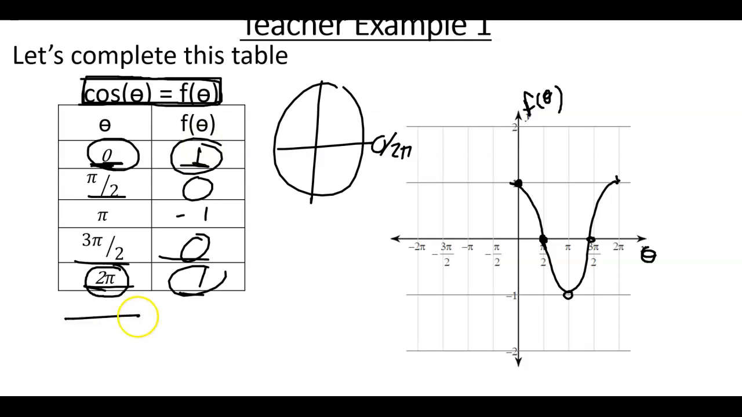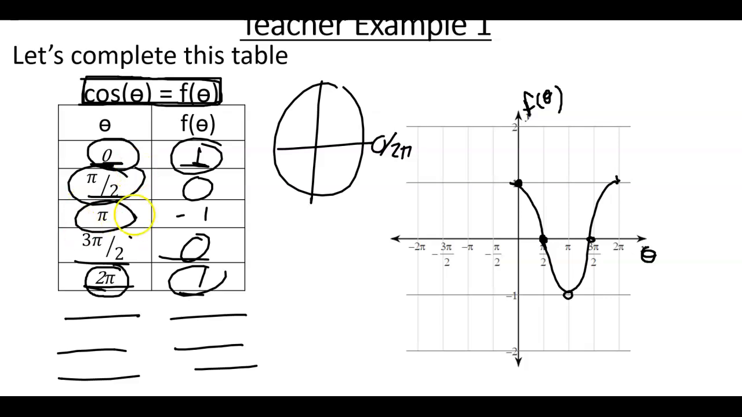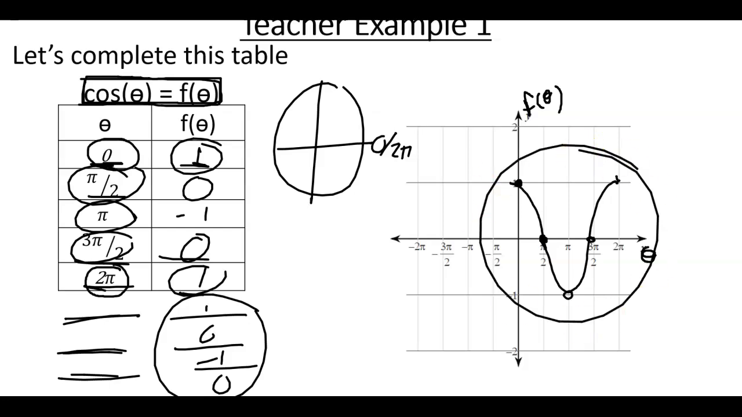If I were to keep going, I would just be finding more coterminal angles that match this, then this, then this. And so what we end up with is a pattern that just repeats on this side. It goes 1, 0, -1, 0. 1, 0, -1, 0. And it's just going to keep repeating every time I go up by the same amount. And so as a result, this shape gets repeated on the graph. So if I were to be going backwards, it would look like this.